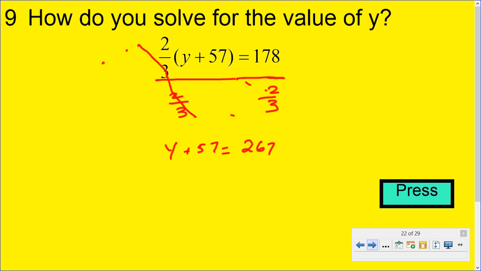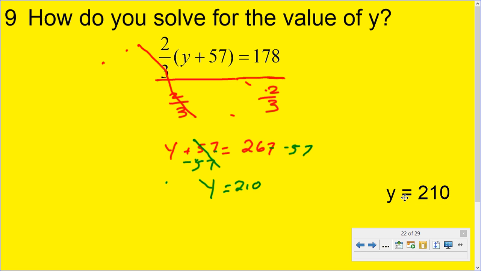So now my next step would be to solve for y like I normally would, where I would just transpose a little bit, minus 57 and minus 57 from this side. And my y's would cancel out, my 57's would cancel out, leaving me with y equals 267 minus 57, which is 210. So that's another way of looking at it instead of distributing the 2/3 to everything inside the parentheses. So you would get the same answer a lot quicker. So that's one way of doing it as opposed to distribution.